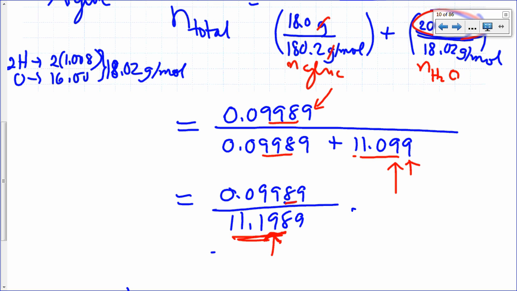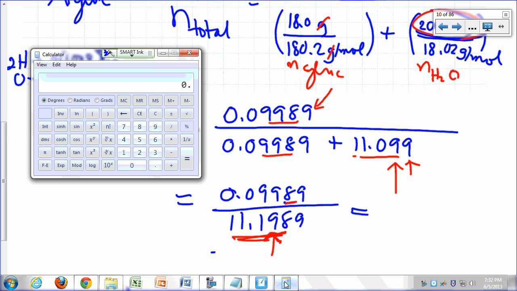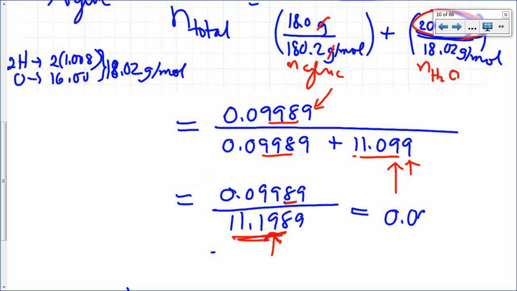So this gives you 0.09989 divided by 11.1989. That gives you 0.00892. Okay, 3 sig figs, 0.00892. That's your mole fraction of glucose.